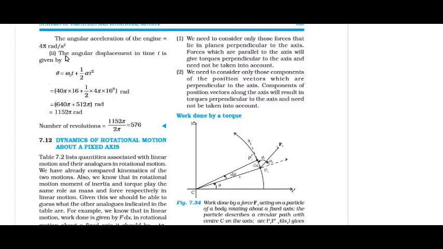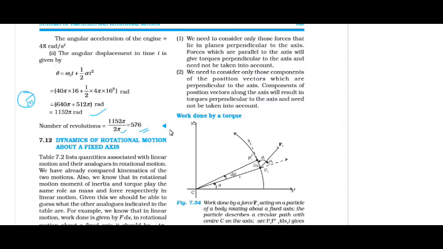and the second part, the angular displacement in time t, is given by theta is equal to omega naught t plus half alpha t square. Putting all the values, we get 1152 pi radian. Number of revolutions is equal to this total distance upon 2 pi. Why 2 pi? Because one revolution covers 2 pi, that is 360 degrees. So it covers 2 pi here.